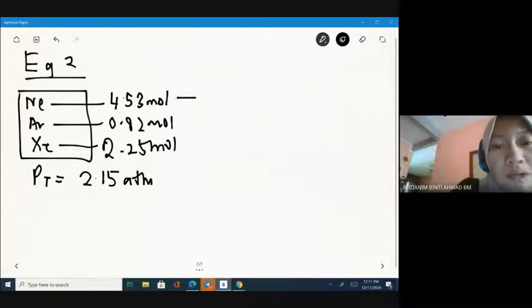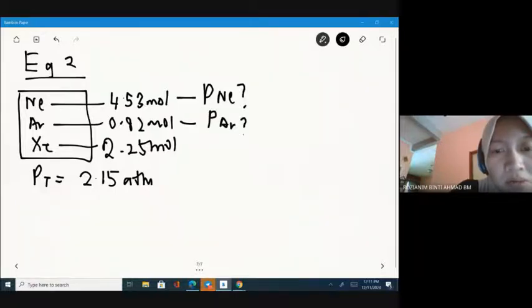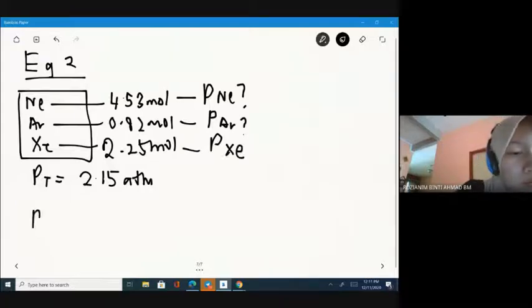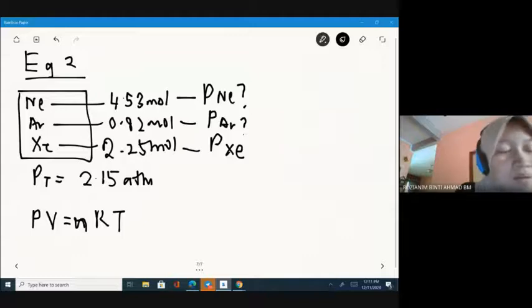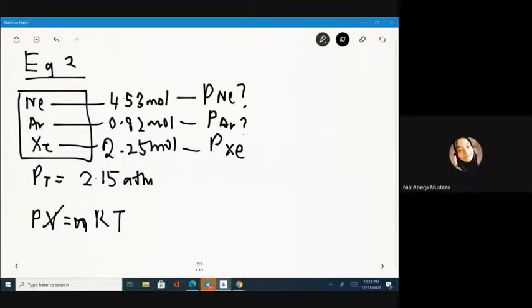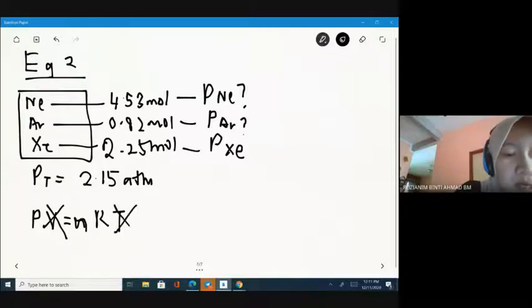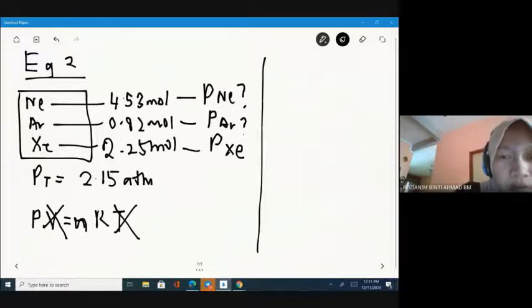So from the mole, find out the partial pressure of neon. Okay, find out the partial pressure of argon, and also the partial pressure for xenon. Can we use the formula PV equal nRT? Can or cannot? Cannot. Why cannot? Because the volume is not given, the temperature is also not given. We only have the mole. So because of the mole, we need to use the mole fraction formula.